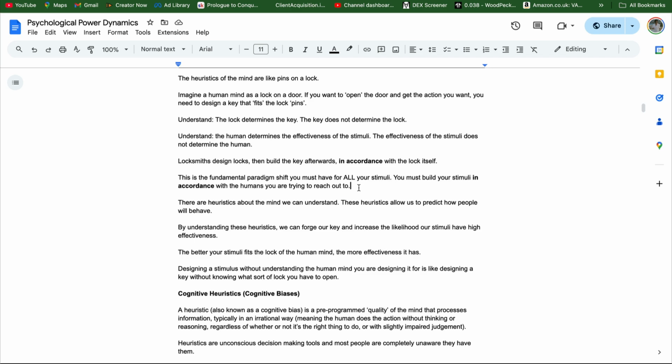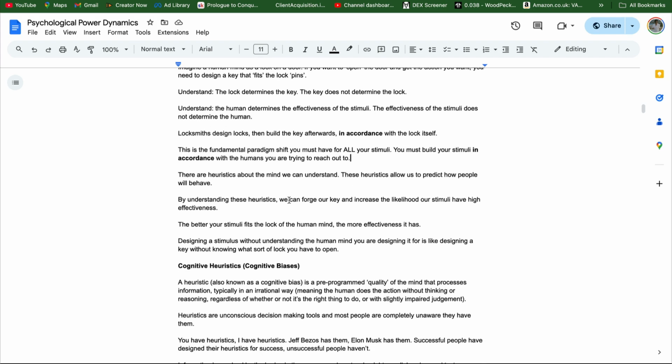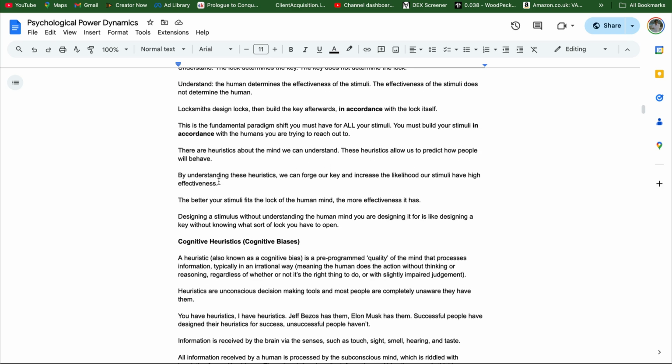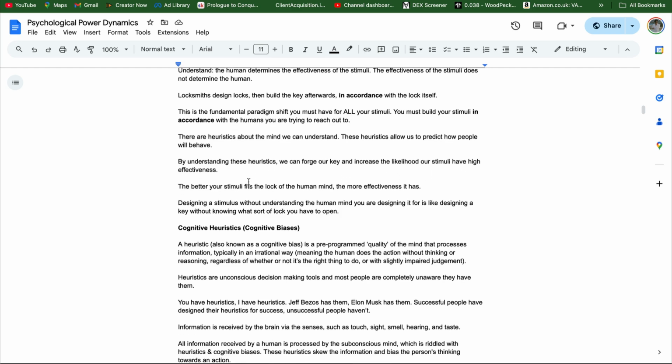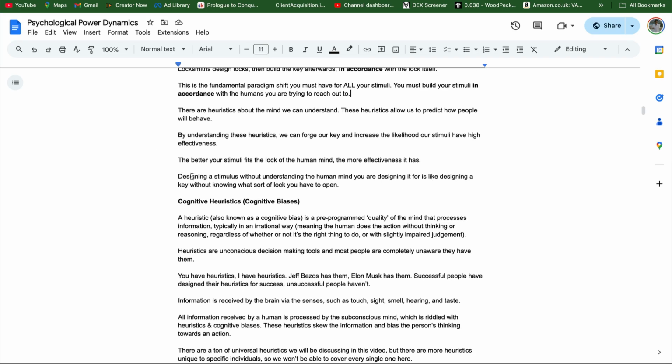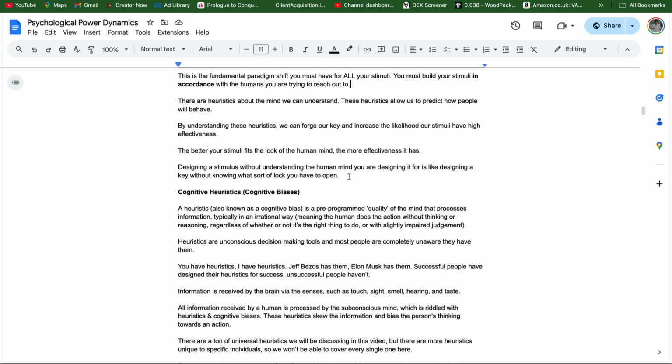Not vice versa. And so there are heuristics about the mind that we can understand, and these heuristics allow us to predict how people will behave. And by understanding these heuristics, we can forge our key and increase the likelihood that our stimuli have high effectiveness. And the better your stimuli fits the lock of the human mind, the more effective it is. Now, designing a stimulus without understanding the human mind you are designing it for is like designing a key without knowing what sort of lock you have to open, all right?